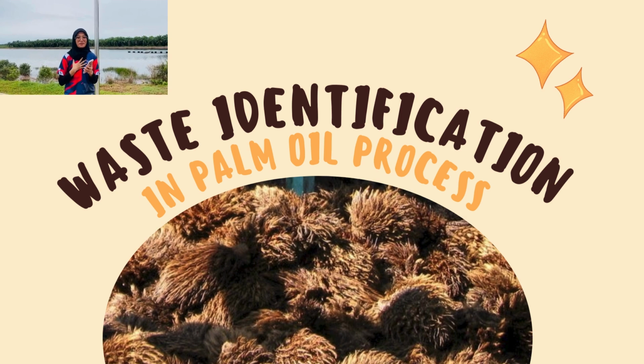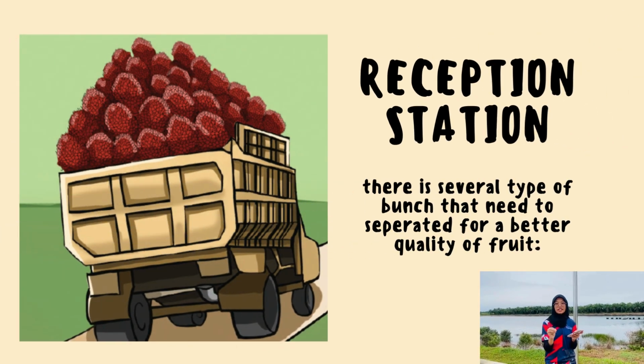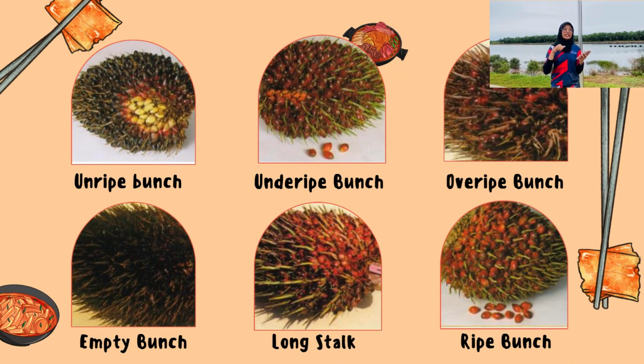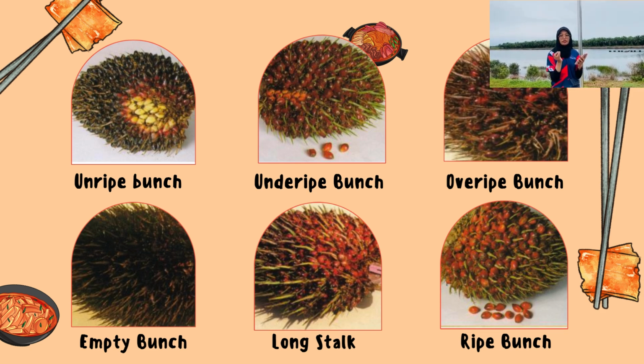My name is Daniel Betty Muhammad Hazli, and I will tell you about the waste identification in the palm oil process. So for the first station, which is the reception station, several types of bunches have to be separated for better quality of the red bunch, like unripe bunches, underripe bunches, empty bunches, where there is no fruit at all, and the long stalk.